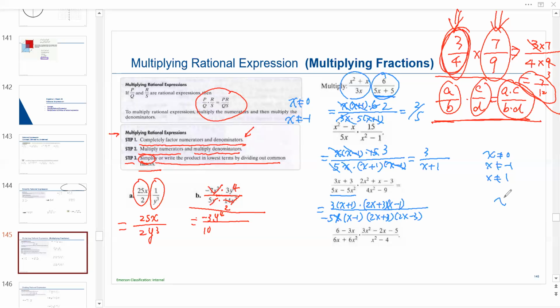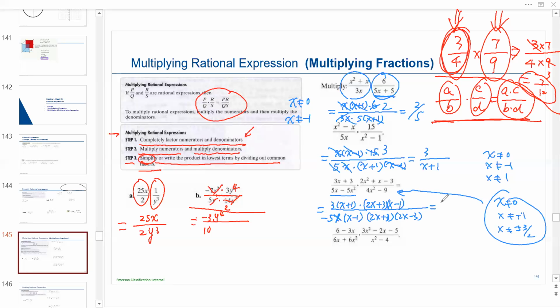So keep this in mind. x cannot equal 0. x cannot equal +1. x cannot equal what? -3 over 2, and cannot equal +3 over 2. So this is from the denominator part.